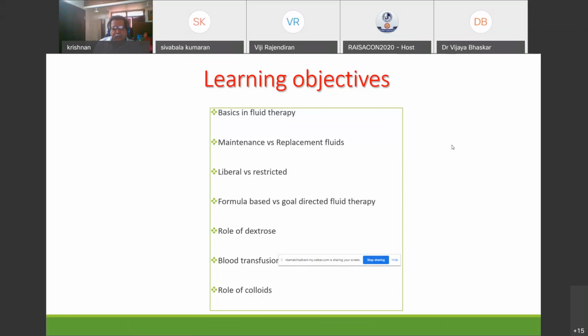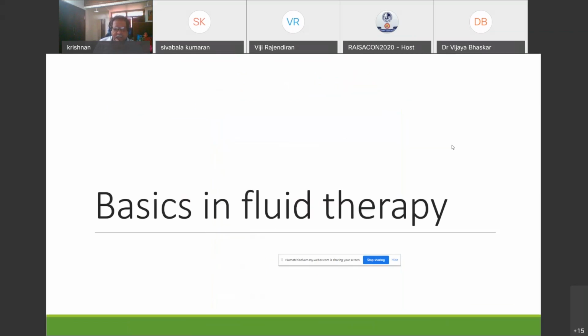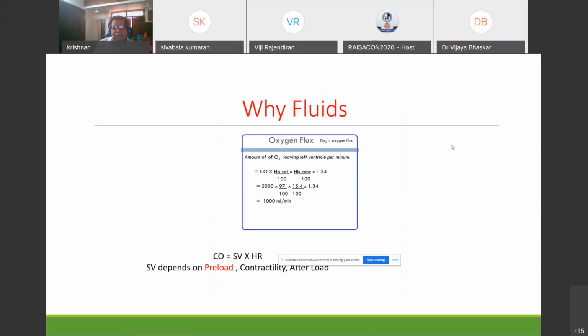Certain things may not be relevant for pediatric anesthesia, but for completion's sake, I have added them. And should we give dextrose to a pediatric patient? Then a few words about how to give blood transfusion, and we'll end with what is the role of colloids in pediatric practice. So initially, we'll start with the basics of fluid therapy.